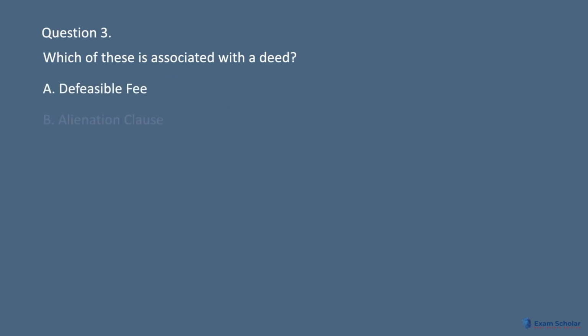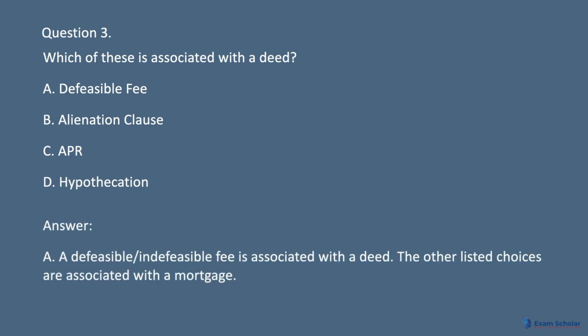Question 3. Which of these is associated with a deed? A. Defeasible fee. B. Alienation clause. C. APR. D. Hypothecation. Answer. A. A defeasible/indefeasible fee is associated with a deed. The other listed choices are associated with a mortgage.